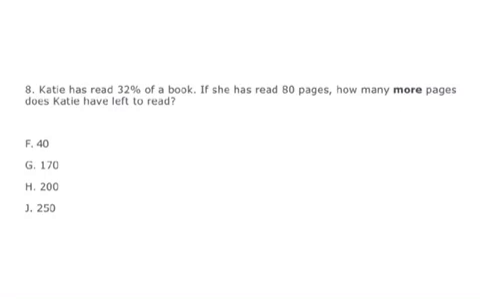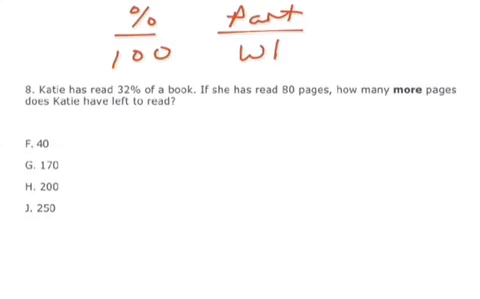Assessment question 8. Katie has read 32% of a book. If she's read 80 pages, how many more pages does Katie have left to read? So we have some information. This is one of these where you have a percent over 100, part, and then whole. And so I'm going to figure out what information we have and what we need.